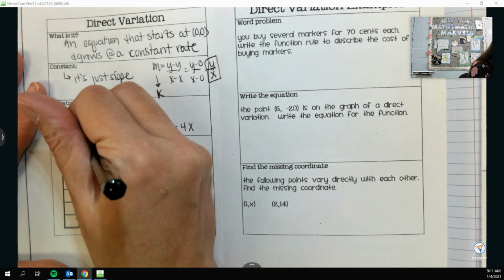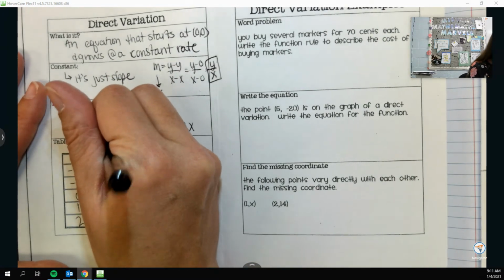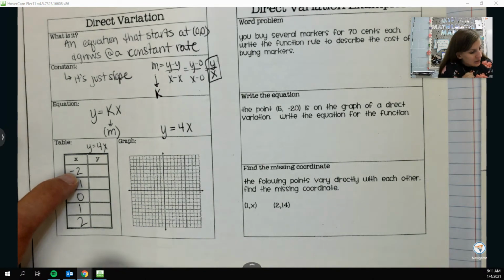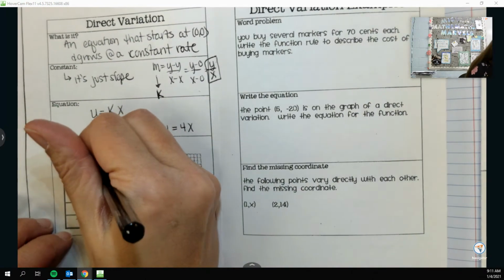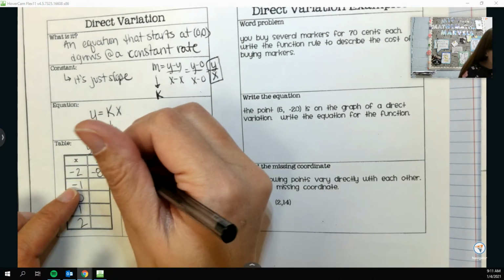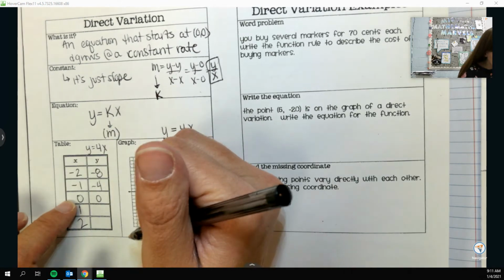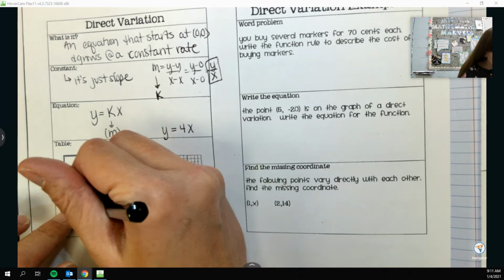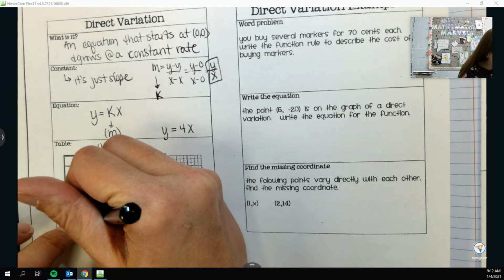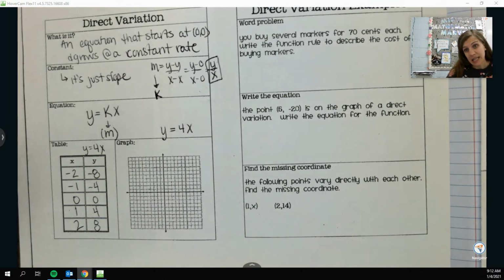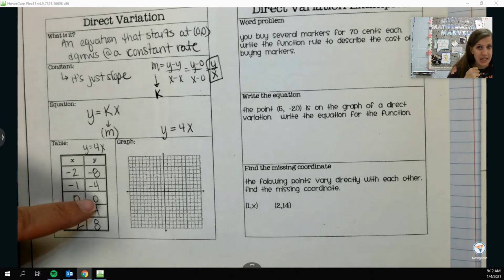And because y is represented by 4 times x, I'm really just going to plug in each of these x values. So -2 times 4 is -8. -1 times 4 is -4. 0 times 4 is 0. 1 times 4 is 4. And 2 times 4 is 8. So we can see that it is growing consistently. It's going up by 4, which makes sense because that's my slope. It's also going through the origin, (0, 0).